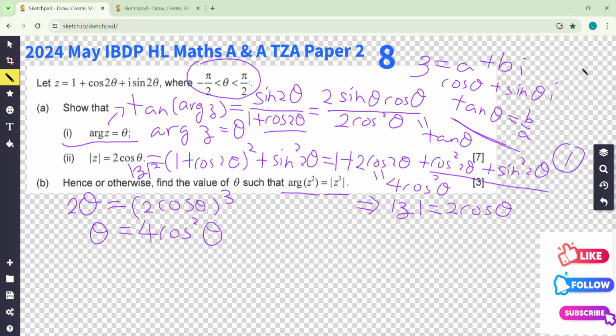what should you do? Plot the graph. Yeah. So plot y equals x, and then y equals 8 cosine cube x, and then find their point of intersection at this range. Okay. So you really do it. Sketch it. Okay. Bring out your calculator, and then we can check. Okay.